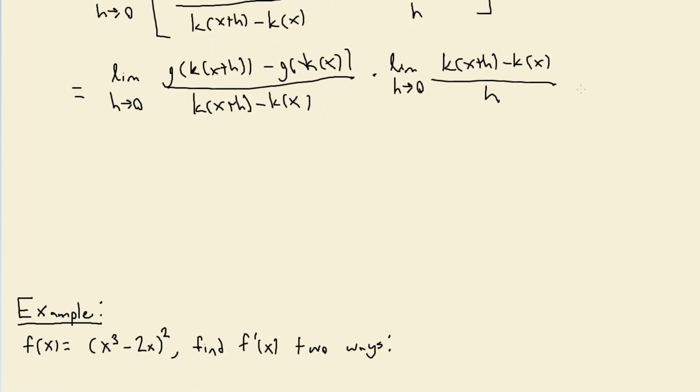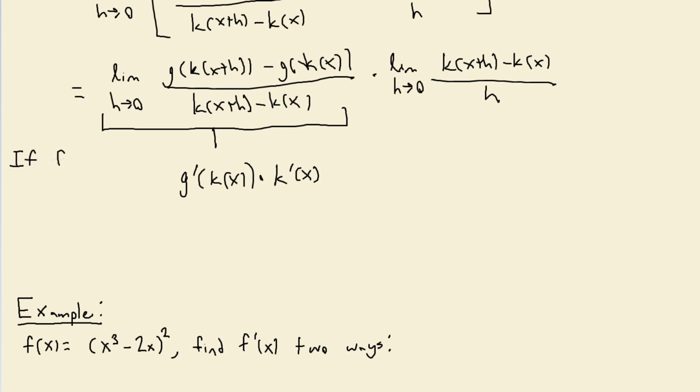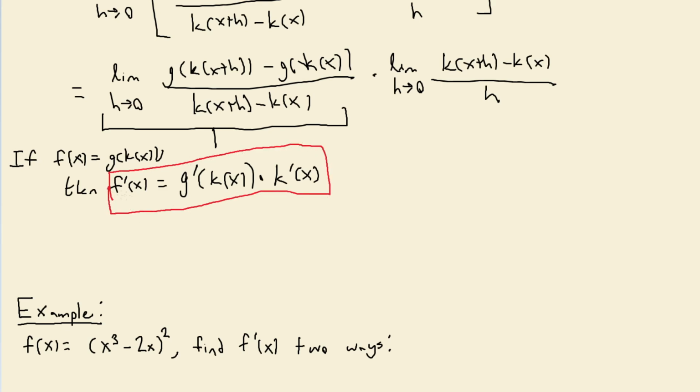And now here, this first term, we've just defined that this is equal to g prime of k of x. This is exactly what you get when you plug this into the formal definition of the limit. And so this is what we get here. And then we're multiplying by, well, this is just the formal definition of the derivative for k of x. And so this is just equal to k prime of x. And so if f of x is equal to g of k of x, then f prime of x is going to equal this. And this is going to be our chain rule. f prime of x is going to equal g prime of k of x multiplied by k prime of x.